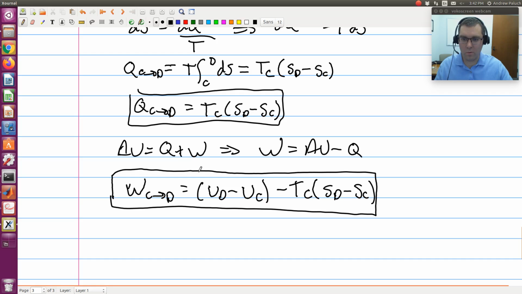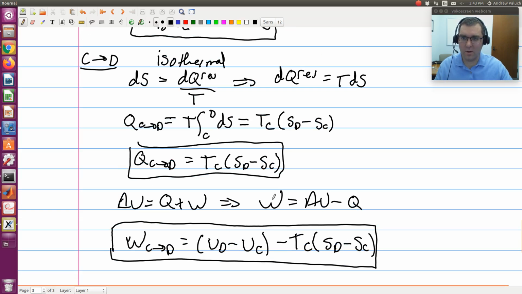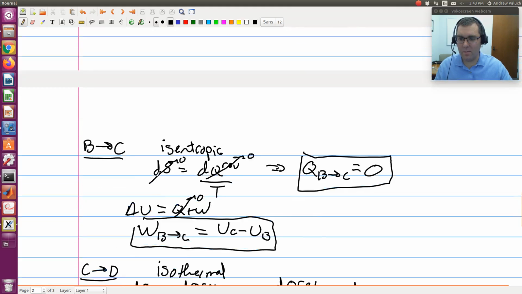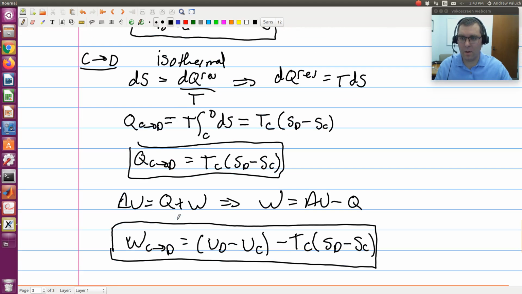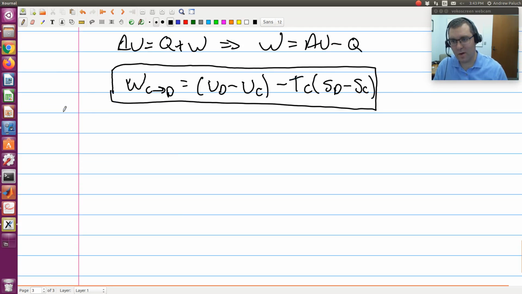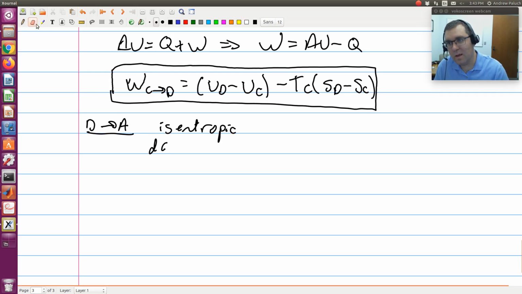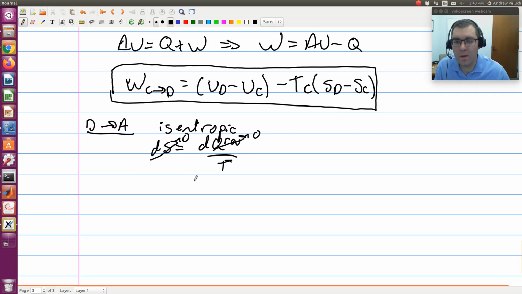All right, so I've got Q, then I've got W. All is looking good. So I have A to B, B to C, C to D. Then is that it? Oh, then I need D to A, which is my last isentropic step. Again, in the Carnot cycle, we're assuming our process is reversible. So dS is equal to dQ reversible over T. Change in entropy is 0, it's isentropic, so dQ reversible must also be 0. So we end up with Q from D to A is 0.